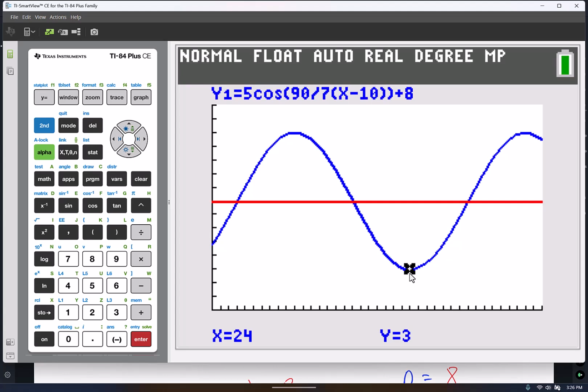Do you guys see what we did? Was the explanation clear? Have you guys ever done this before with sinusoids?